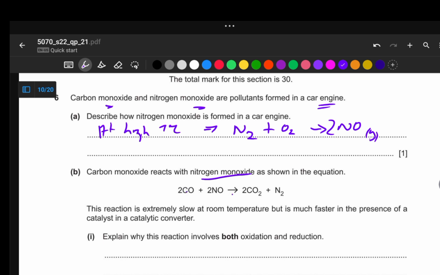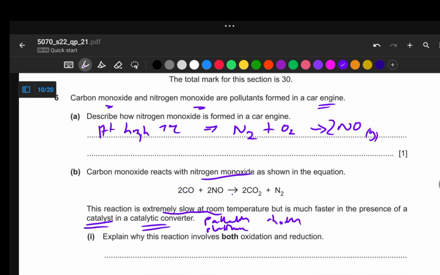This reaction is extremely slow at room temperature, but it is faster in the presence of a catalyst in a catalytic converter. So you also need to define the term catalyst. A catalytic converter is one which reduces the concentration of these harmful oxides by the use of the catalysts palladium, platinum, and rhodium. So these are the catalysts we are going to have in the catalytic converter. You should also be able to give the equations in the catalytic converters.